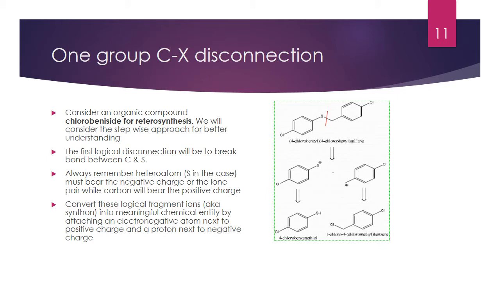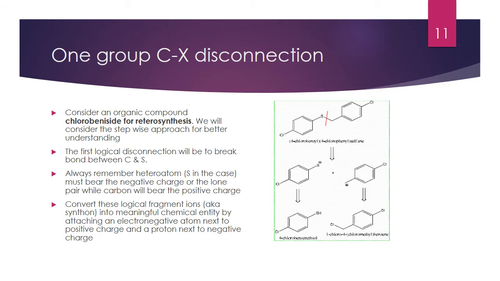Okay, so we have some practical examples. So go for it. For example, we have this compound. The commercial name for this compound is chlorobenzyl. Firstly, we have to disconnect the bond between carbon and sulfur. So here the disconnection will be this one.